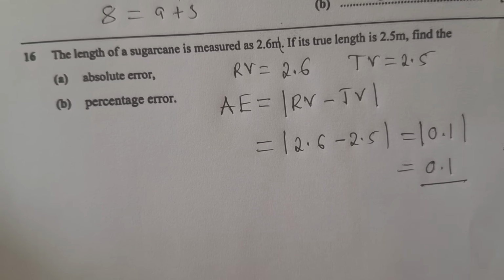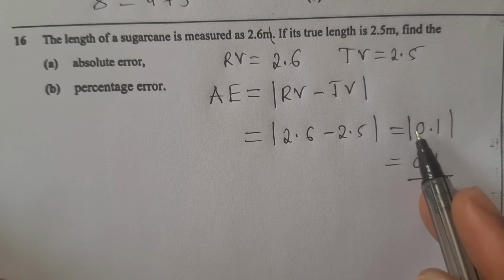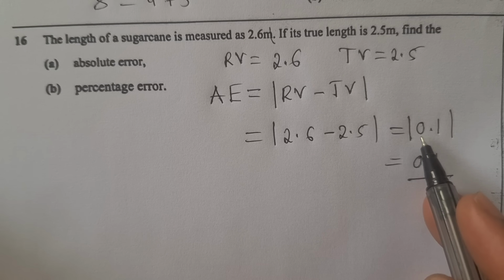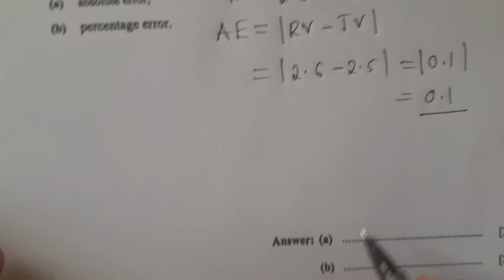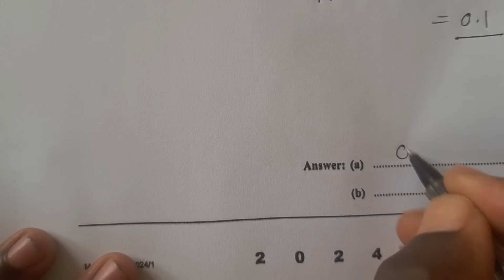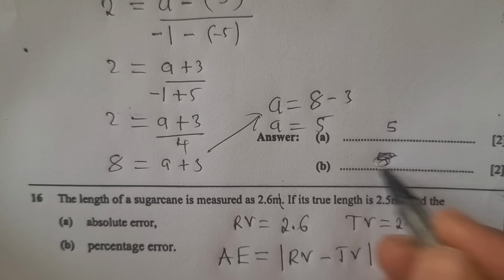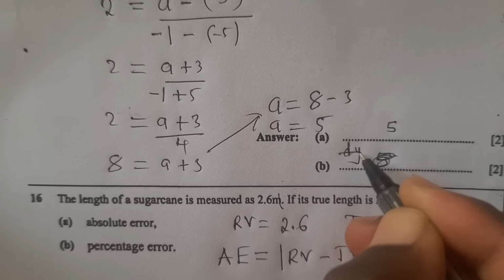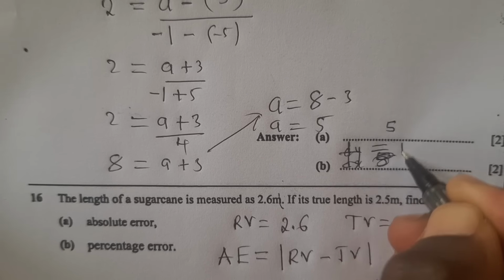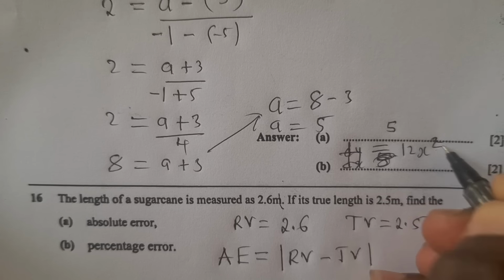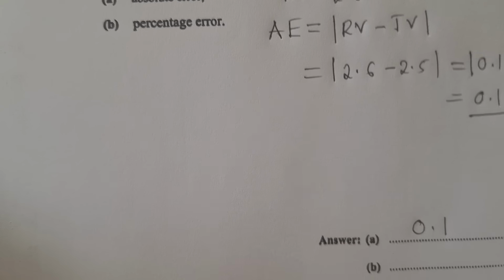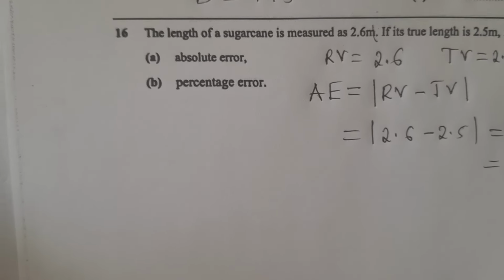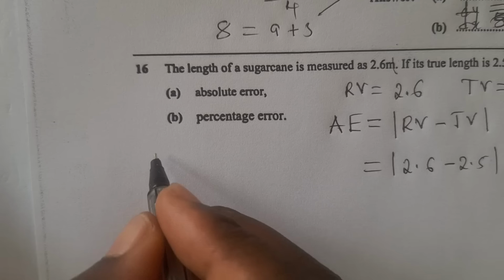You may be wondering why we are putting these bars. In case the answer is negative, it will just be positive. So it changes negative to positive only. So the answer here is 0.1. Let me just change the answer here. I didn't write it. It's supposed to be dy/dx is equal to 12x^2 minus 4x, like that. So the next thing here is question B.